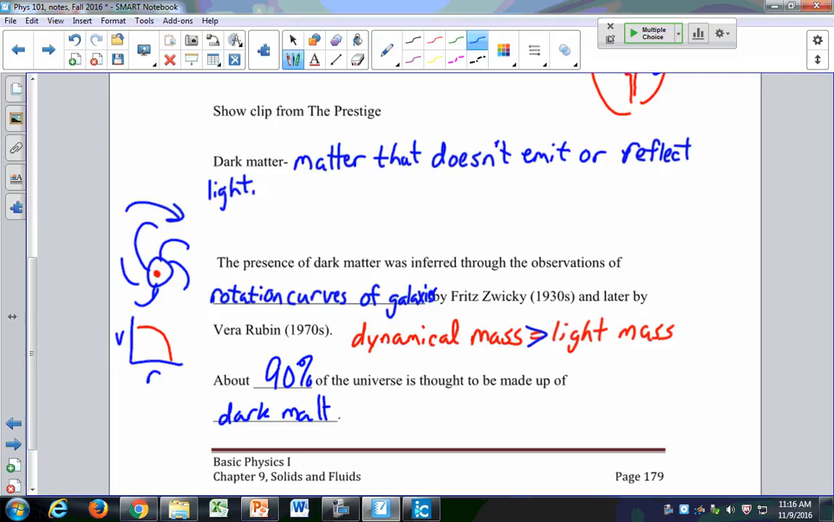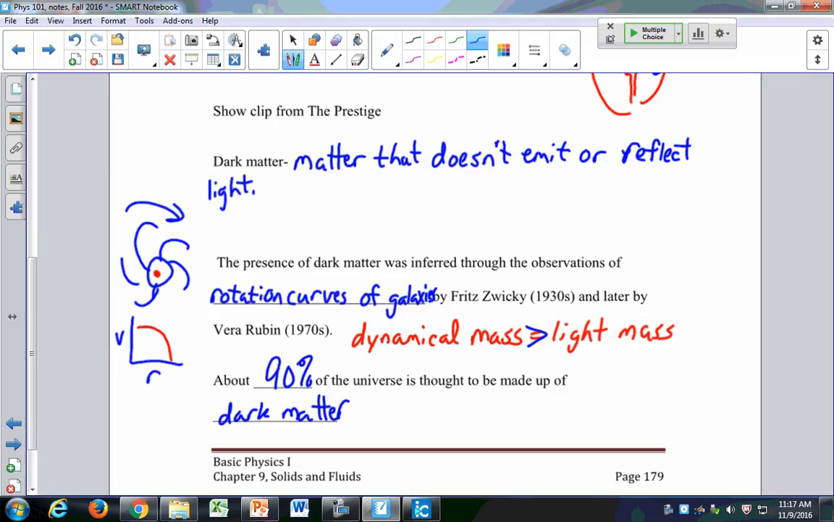People over the years have tried various ideas about what dark matter is. They've said that maybe it's rocks out in the planetary systems, or just in the galaxies, or maybe it's molecular hydrogen. Molecular hydrogen doesn't emit or reflect light very easily. But all those things just haven't worked out. It hasn't been enough to account for 90% of the universe being dark matter. 90%, that's a lot of the universe.